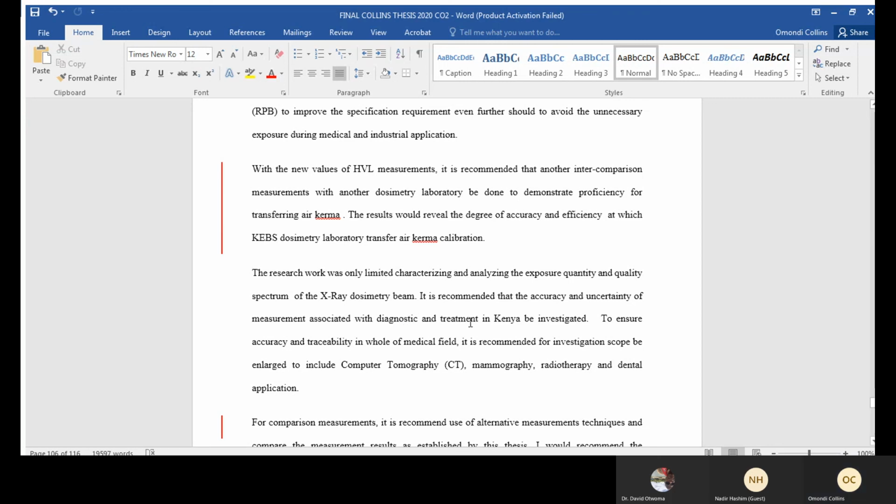So the uncertainty we get in the lab, it could be better also to carry out research work for the results that are done in the field, for example in the medical sector, and see how good those results are. So I recommend similar work for, let's say, CT measurement, for mammography, and also for dental applications. Basically, for all the applications that are used outside there.